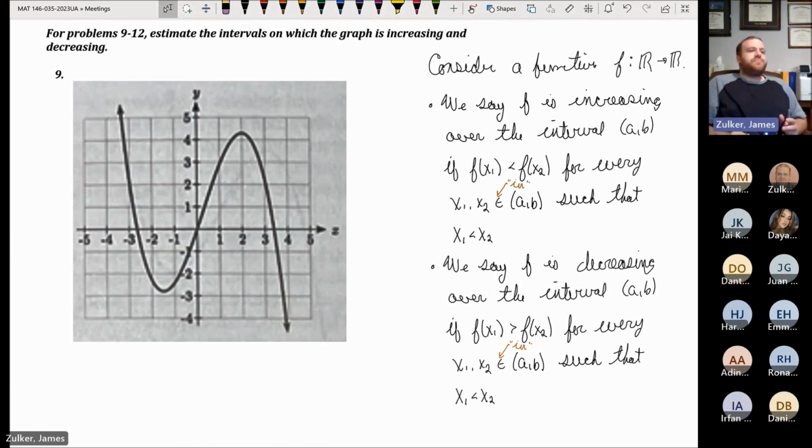Right? Now, I can't just give you a function without its graph and ask you to find intervals in which it's increasing and decreasing. We can't do that yet. We have to use the graph. Once you take calculus 1, you will be able to.